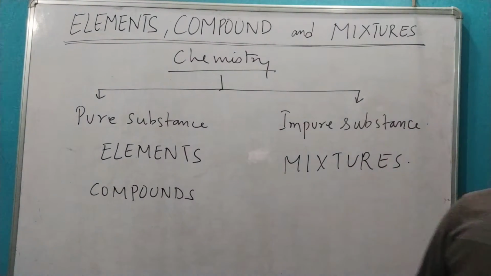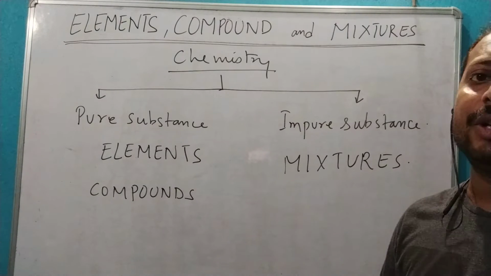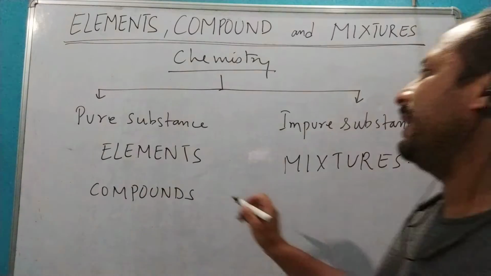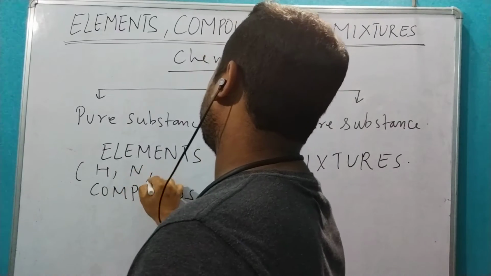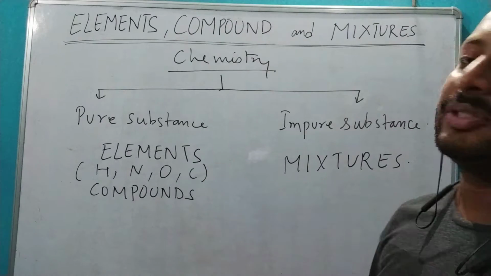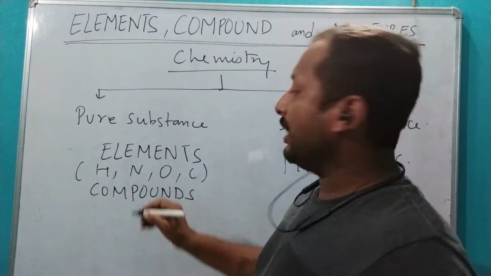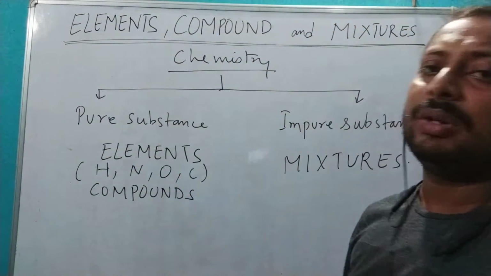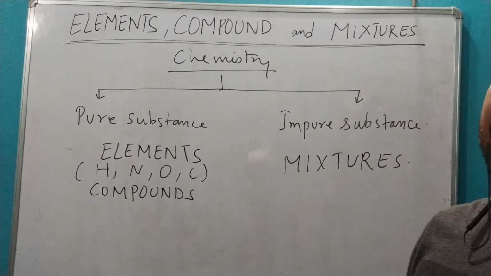Now, generally, when we talk about elements, compound, and mixture, we try to explain to our students with some examples. For example, if I write here hydrogen, nitrogen, oxygen, carbon, I am taking the symbol. Elements generally are represented by symbol. So, H is a symbol of hydrogen, N is a symbol of nitrogen, O is a symbol of oxygen, and C is a symbol of carbon.